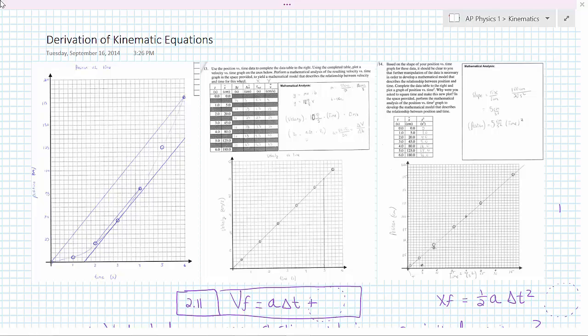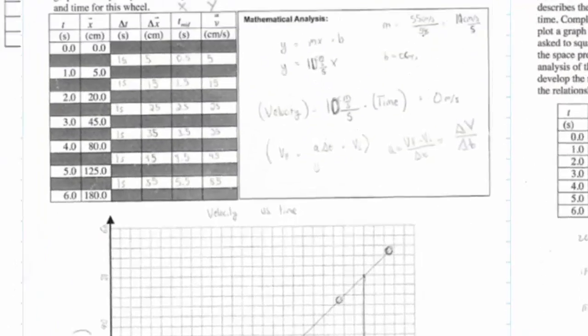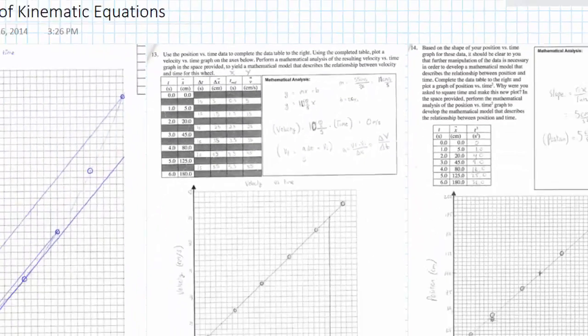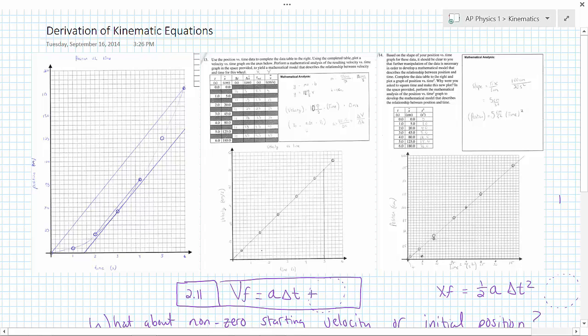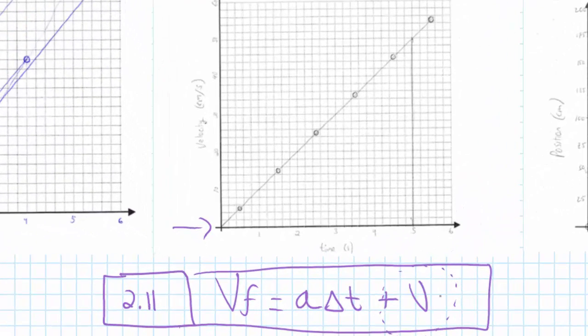So the first thing I want you to notice in the center graph, that velocity versus time graph, is that it was linear, and you'll notice that the slope of that graph was the acceleration. And in this case, there was no vertical intercept. But if we wanted to put one in there, what does the vertical intercept mean? Well, that's just the starting velocity.